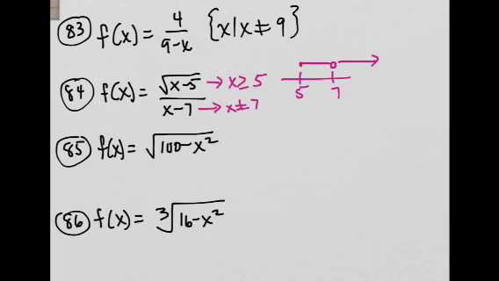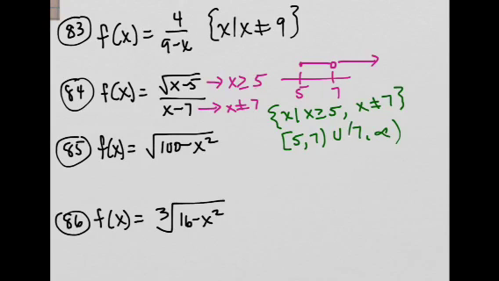So to describe or to write the answer for this domain, you could say one of two ways. You could say all x such that x is greater than or equal to 5, and then just put comma, but it can't be 7. So you can use that notation. If you're using interval notation, you're going to say from 5 to 7, bracket on the 5, parenthesis on the 7, union 7 to infinity. Okay, so either one of these is fine.